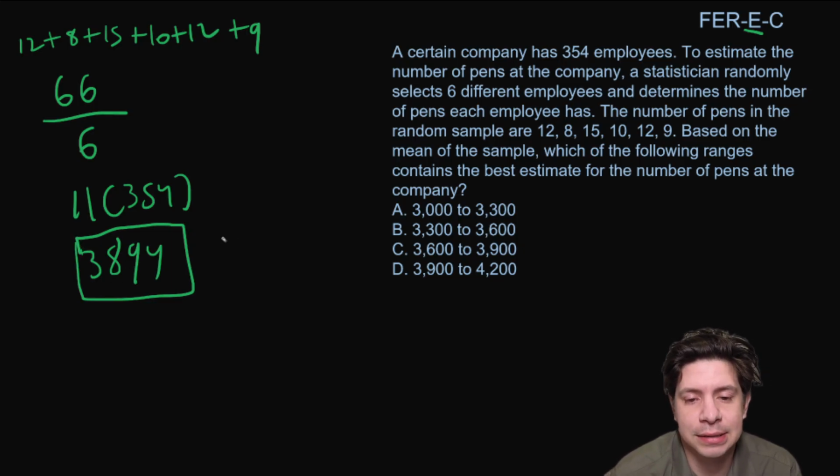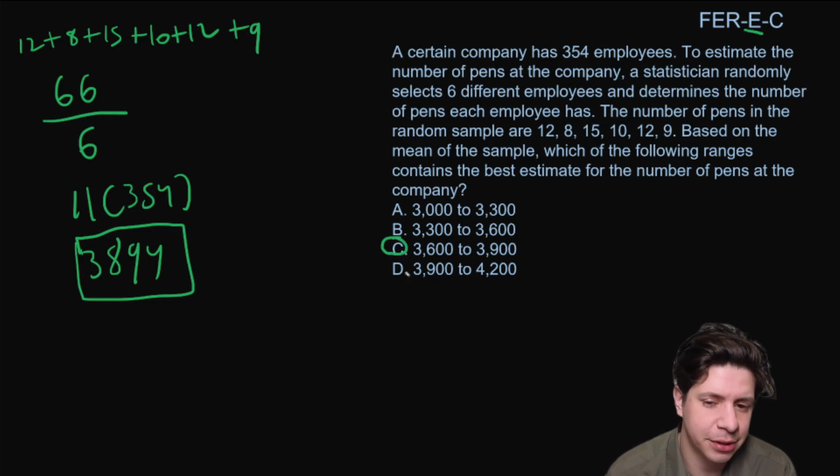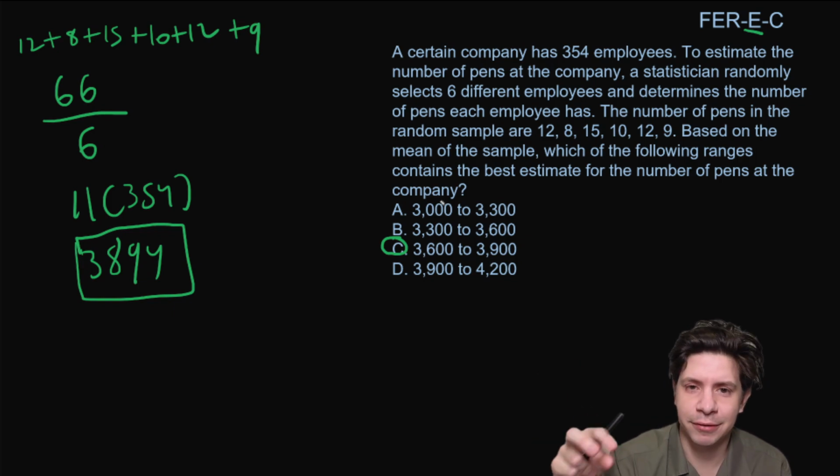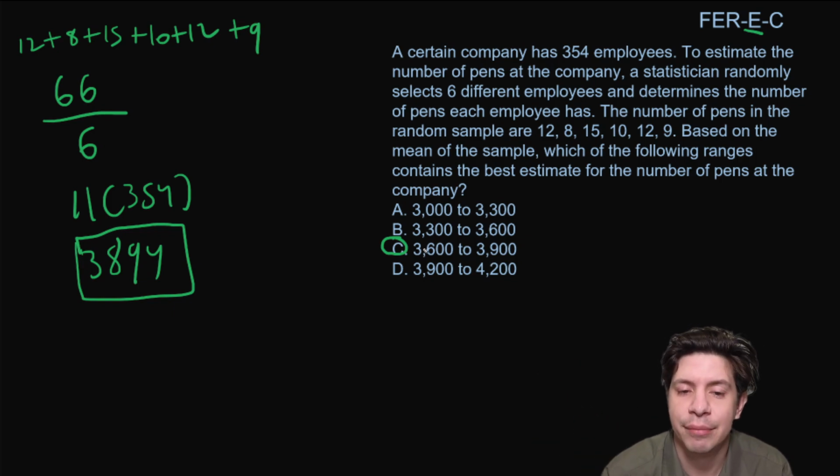And what range is this going to be in? It's going to be C, right? Very close to D with the 3900, probably a little closer than most questions on the test, right? Because I'm not copying these questions, I'm making them up to sort of get at the heart of the question. But you would go with C because that's the range it fits in, okay?